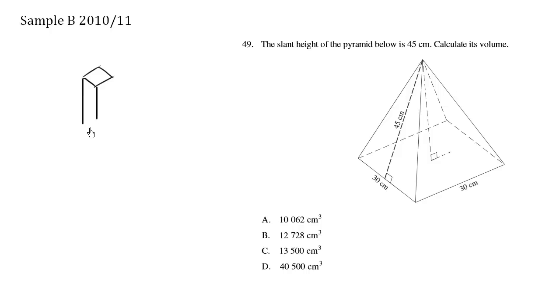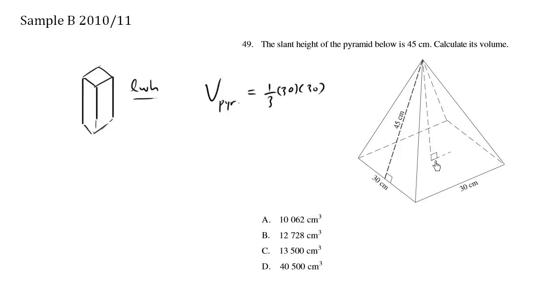rectangle, that the volume here is going to be length times width times height. However, when we have a pyramid, this is a square base pyramid, it's going to be 1/3. So the volume of a pyramid is going to be 1/3. This is the base, which is 30 times 30. 30 times 30. This here you can think of length, width, times the height.